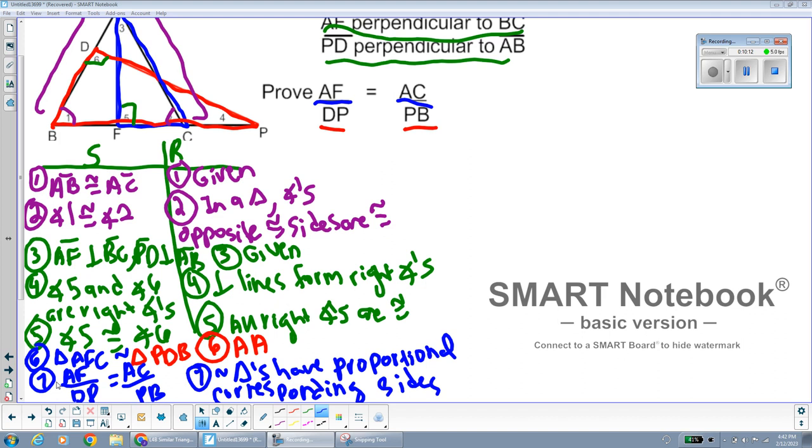And then it's one more step after using AA to prove a proportion. And the reason's the same every time. Similar triangles have proportional corresponding sides.